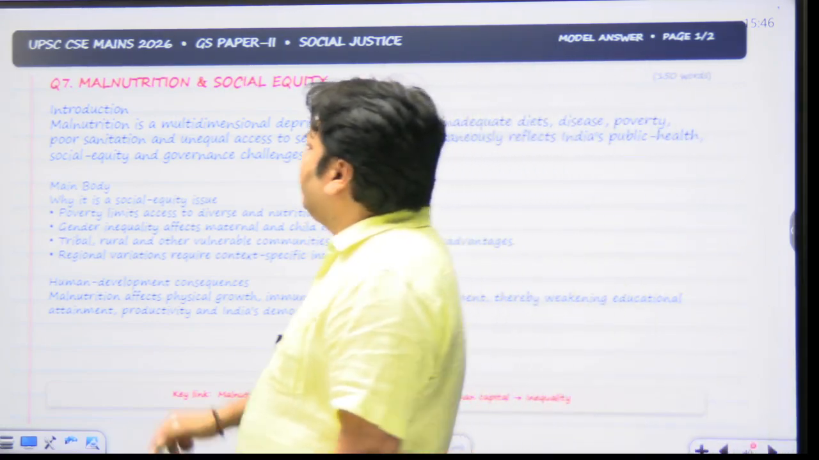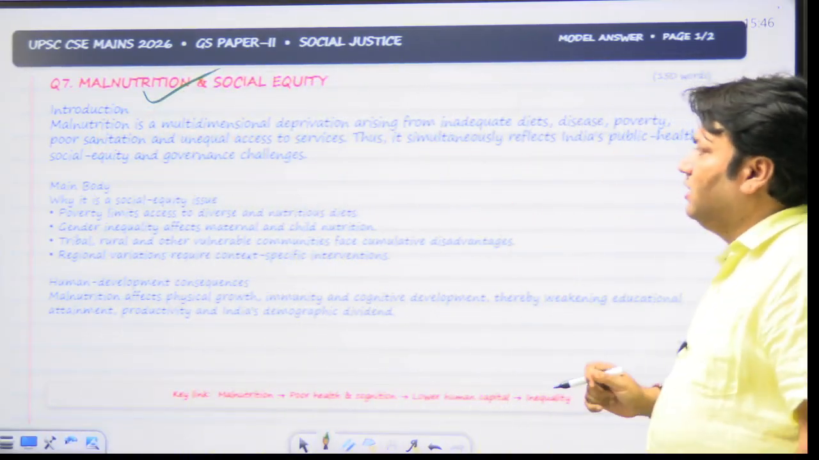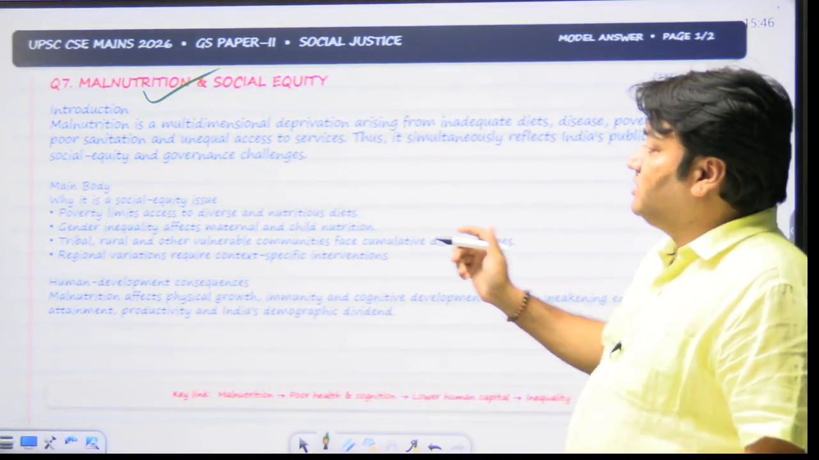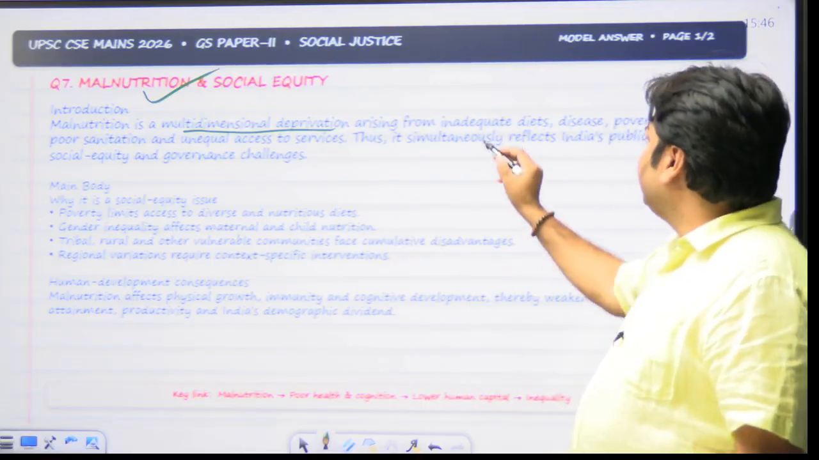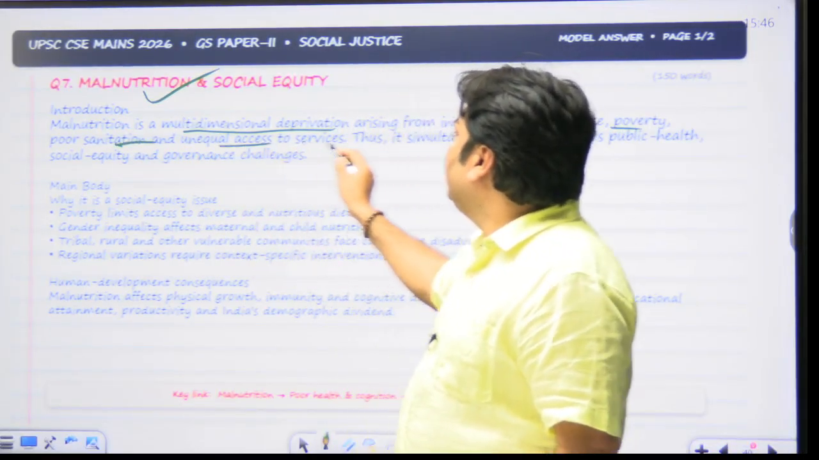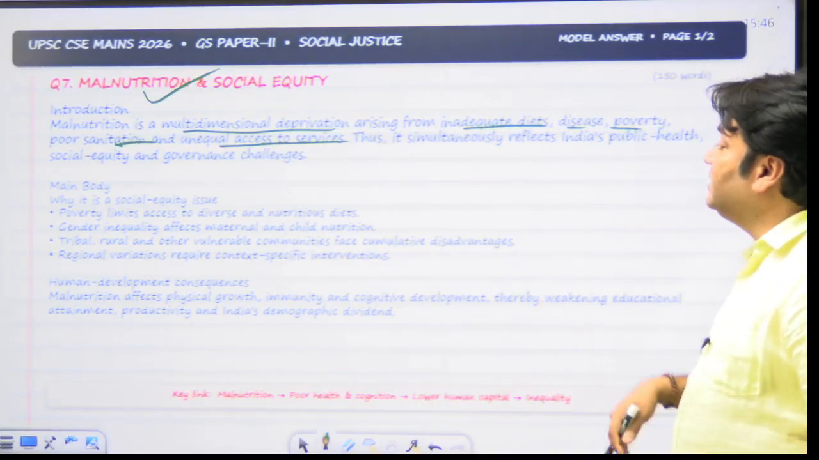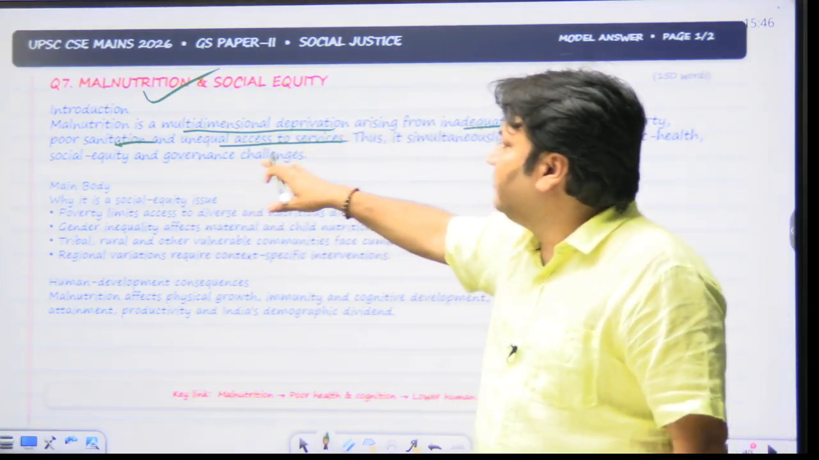In introduction part, I have written that malnutrition is a multidimensional deprivation. Multidimensional deprivation, this is an important word, right? Arising from inadequate diets, diseases, poverty, poor sanitation, and unequal access to services. Thus, it simultaneously reflects India's public health, social equity, and governance challenge.